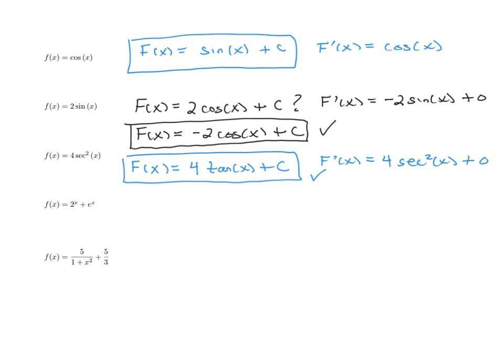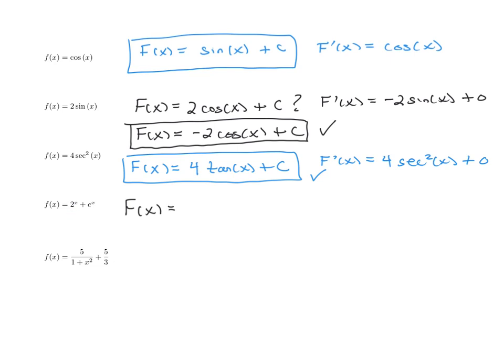We've also worked with exponential functions. What about this one? 2 to the x and e to the x. Can we figure out what capital F of x would be in this case? E to the x is great. Its derivative is also e to the x, and therefore its antiderivative is e to the x as well.